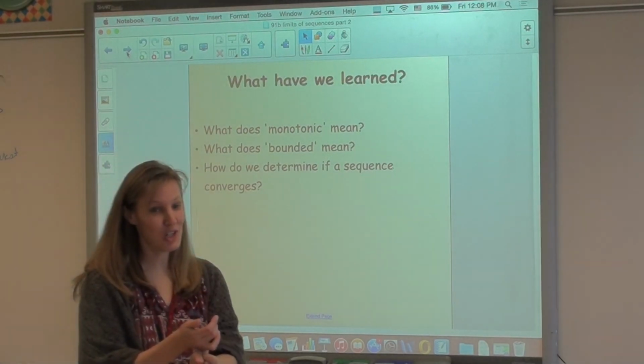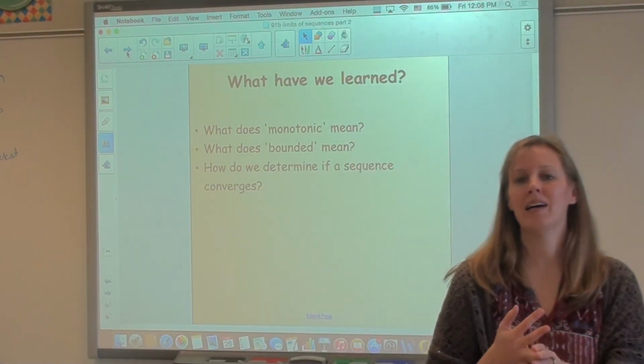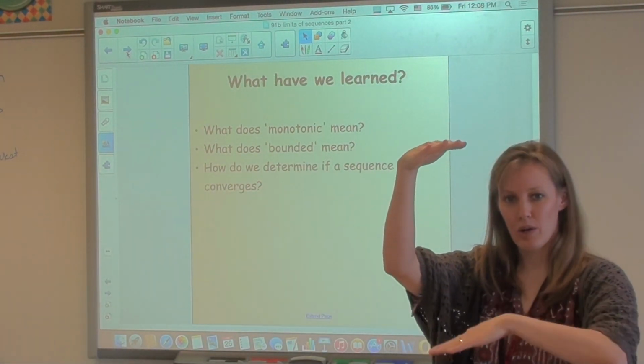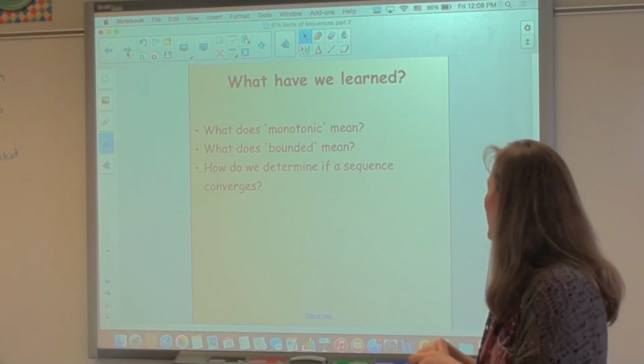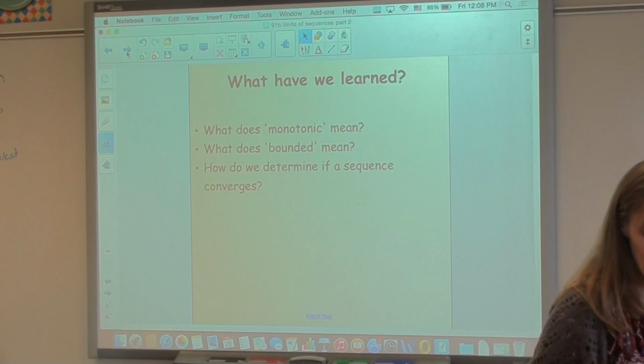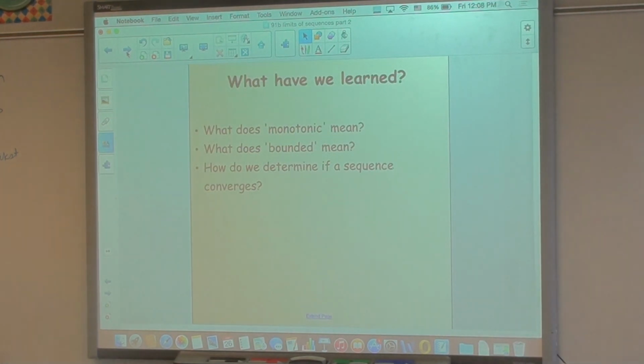Monotonic means one directional. Bounded means that it has a highest y value and a lowest y value, a y value it can't go above and a y value it can't go below. And it converges, of course, either if both of those are true or if the limit exists. Yay!